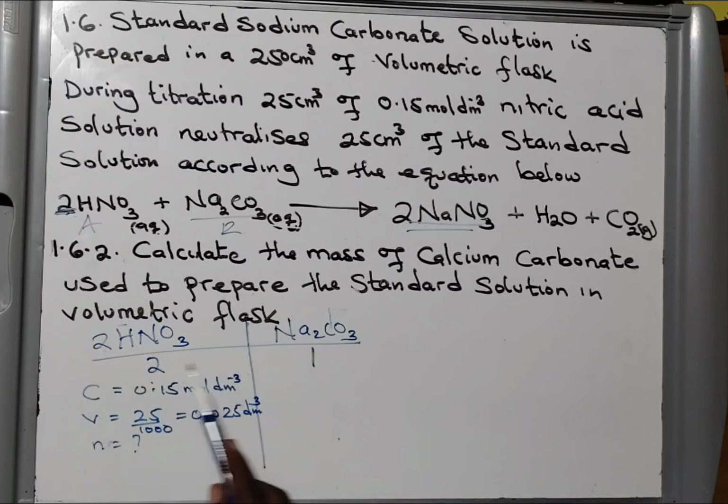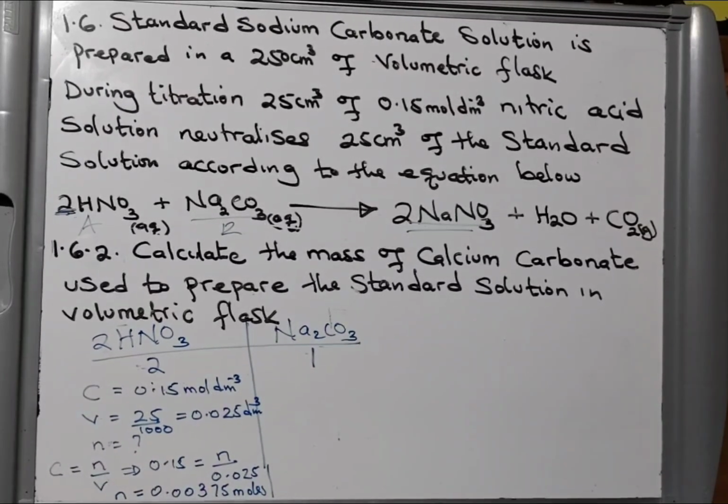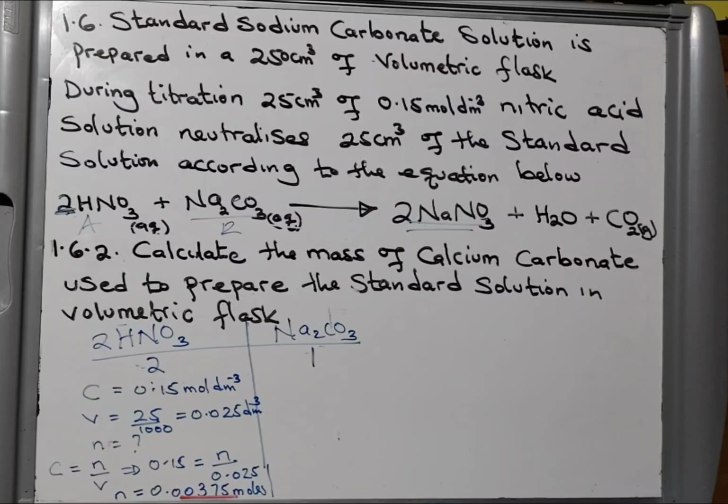With this method, you have to know that these are mole ratios, so our intention must be to get moles. So use this formula. The formula says C is equal to n over V. When you use it, C is known, C is 0.15. n is wanted, but volume is known, it is 0.025. So from here, you are going to get your n after cross multiplying. These are the number of moles we have obtained. What are these moles standing for? They are standing for the number of moles of nitric acid which reacted.